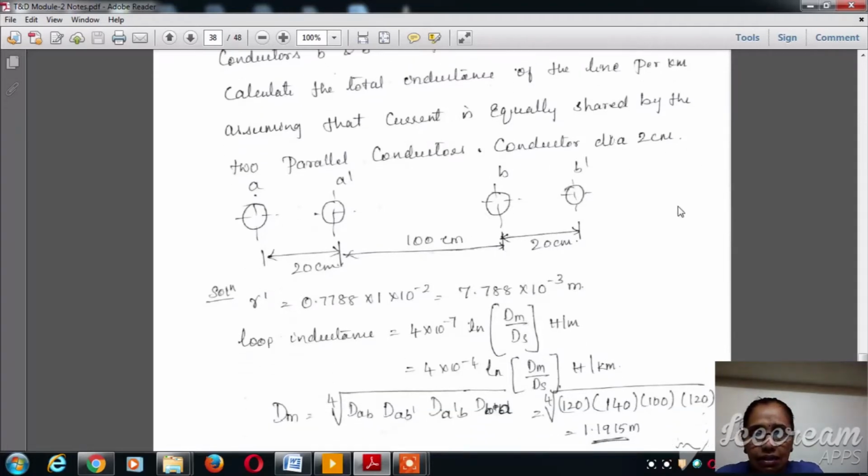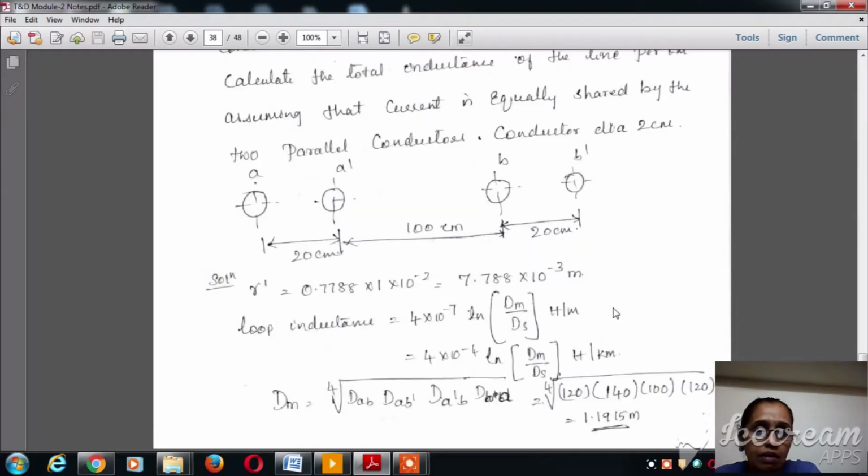Once the conductor diameter is given, we can calculate R dash. R dash is equal to 0.7788 into R, where R is equal to D divided by 2. D is 2 centimeters. So when we calculate, R dash is 7.788 into 10 to the power of minus 3 meters.